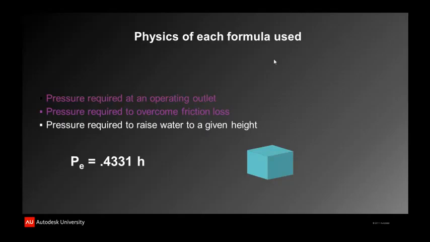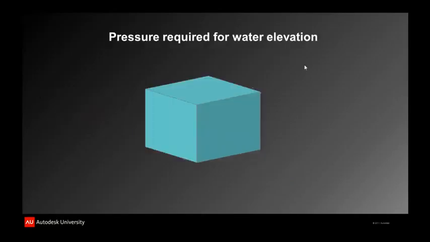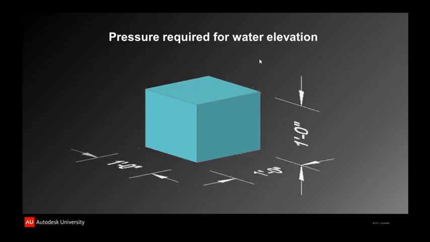The punchline is that the pressure due to elevation in PSI is equal to a constant 0.4331 times H, which is the height that you want to raise the water to in feet. We could do this empirical test pretty much with two items, a fishbowl and a weight scale. If we took a 1 by 1 by 1, or a 1 cubic foot fishbowl and filled it with water and we weighed it, we'd find out that it weighs 62.3 pounds.